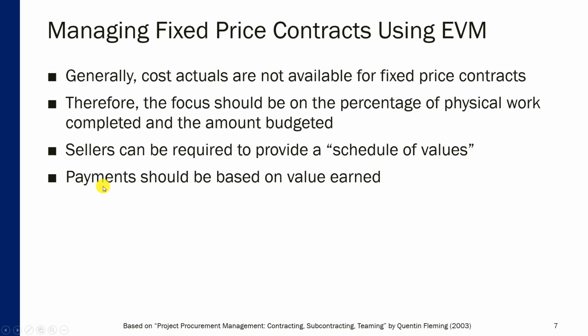So oftentimes payments are based on those schedules of values. In other words, as sellers complete certain components of the overall contract, then in proportion to that, the seller is compensated by the buyer. So sometimes, fixed price contracts also have that allowance for monitoring cost performance.